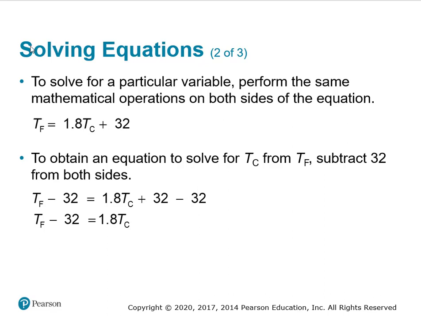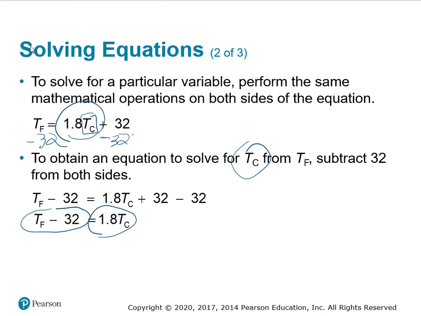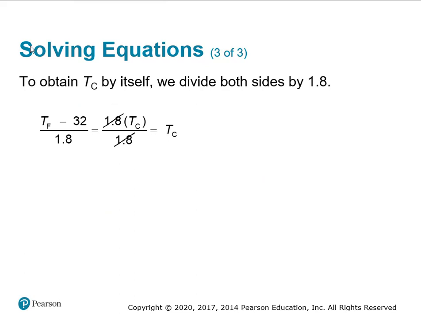Picking up where we left off, we're going to solve for a particular variable. In this case, we want to solve for TC. I obviously want to get rid of this 32, so I'm going to subtract 32 from both sides, leaving me with TF minus 32 is equal to 1.8 times TC. Then that 1.8 times TC, since it's multiplied together, we need to divide it by itself so that those cancel out. So then I can say that TC is equal to TF minus 32 divided by 1.8.